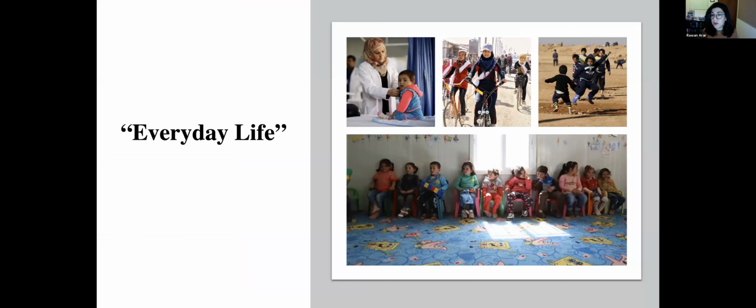More images from Zaatari camp that depict everyday life. Here we see kids at a school with SpongeBob SquarePants carpeting. You see kids playing soccer, riding bikes that were also donated by another state through an NGO, kids having access to healthcare. Again, portraying this story of an ordinary life that might be difficult, but people are doing okay.